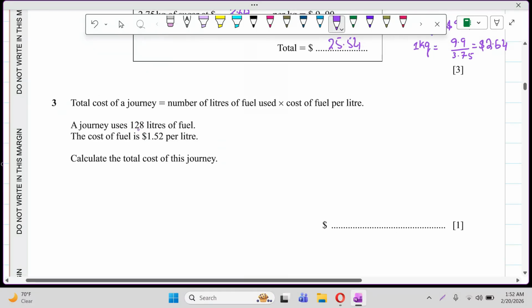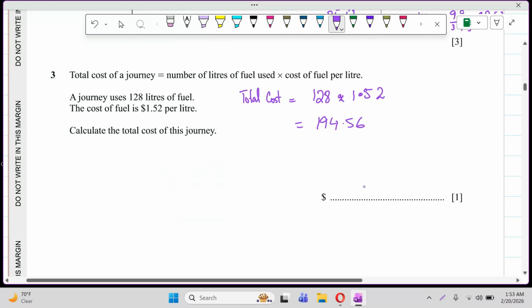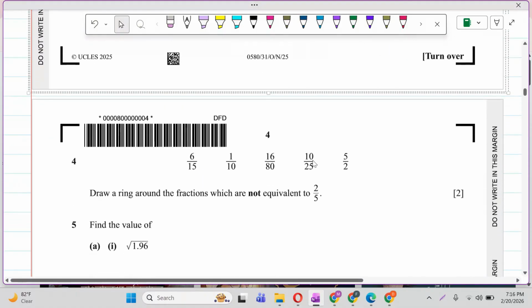A person used 128 liters of the fuel and the cost per liter is 1.52. So total cost is equal to the total number of liters of fuel used, which was 128, times the cost of the fuel per liter, which is 1.52. When we multiply, we will have 194.56. So the total cost of the journey is $194.56.